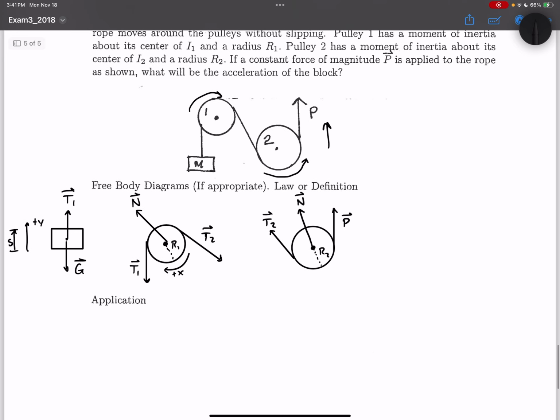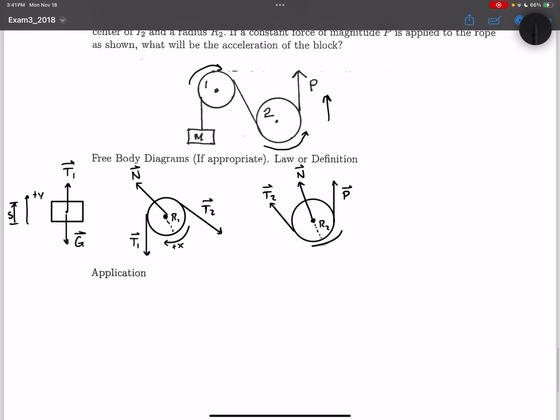Okay, and of course it's moving in this direction, some amount S, and this pulley's moving in this direction with some amount S. This direction, though, is going to be the positive x direction for this pulley, because counterclockwise is the positive direction for these.